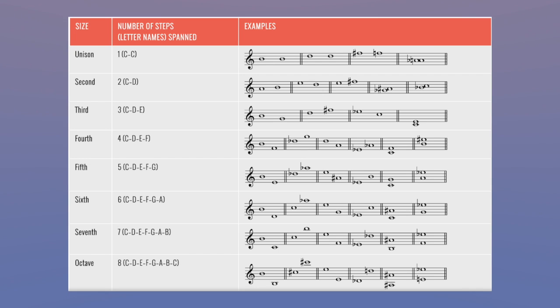We define the basic intervals by counting the number of letter names that have been spanned. A unison could start on C and end on C. One letter has been spanned, so that's 1, or unison. A second spans 2 letters, a C and a D, that's 2. A third is 3 letters, a C, then a D, then an E. When counting your intervals, always be sure that you count starting from your original note as number 1.